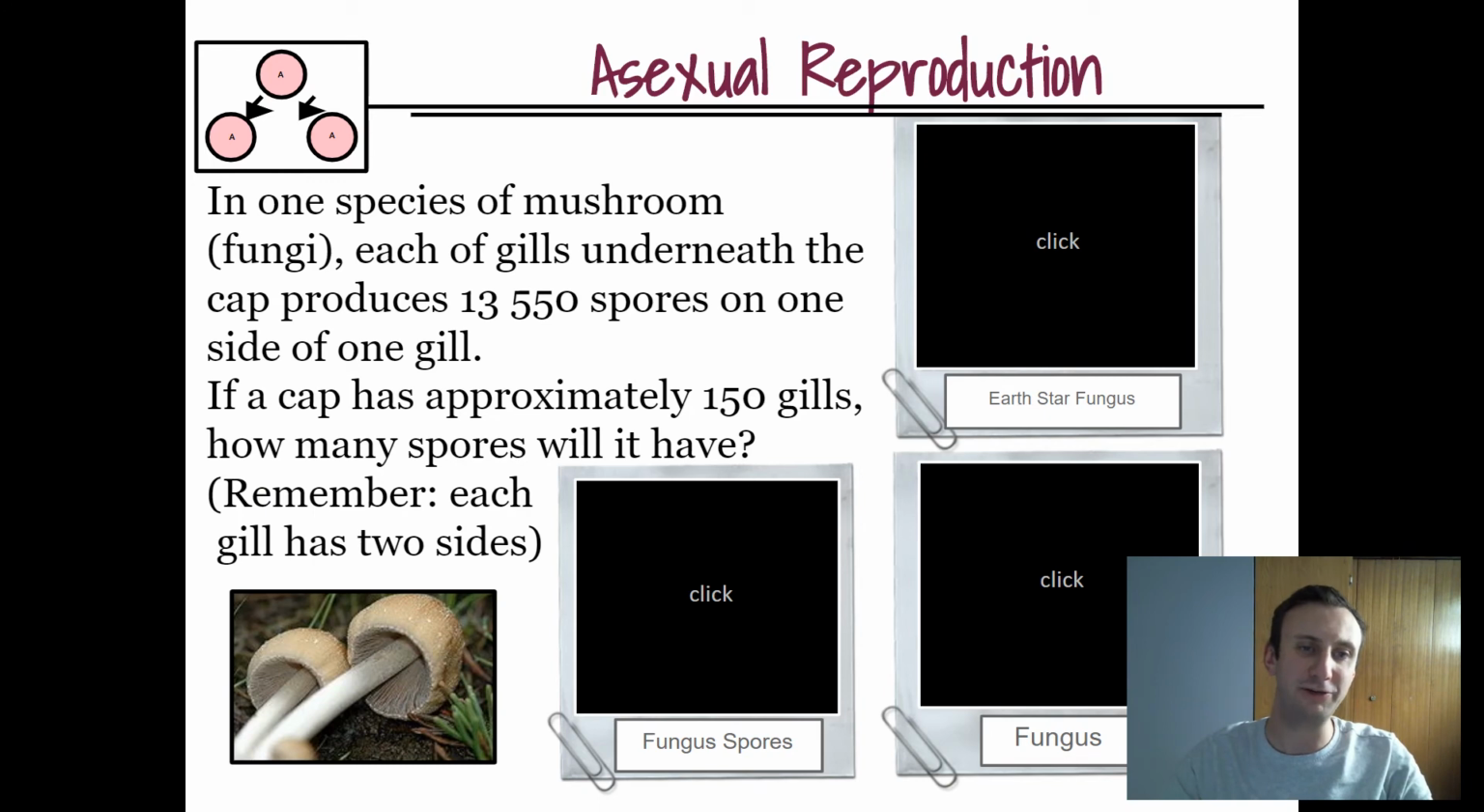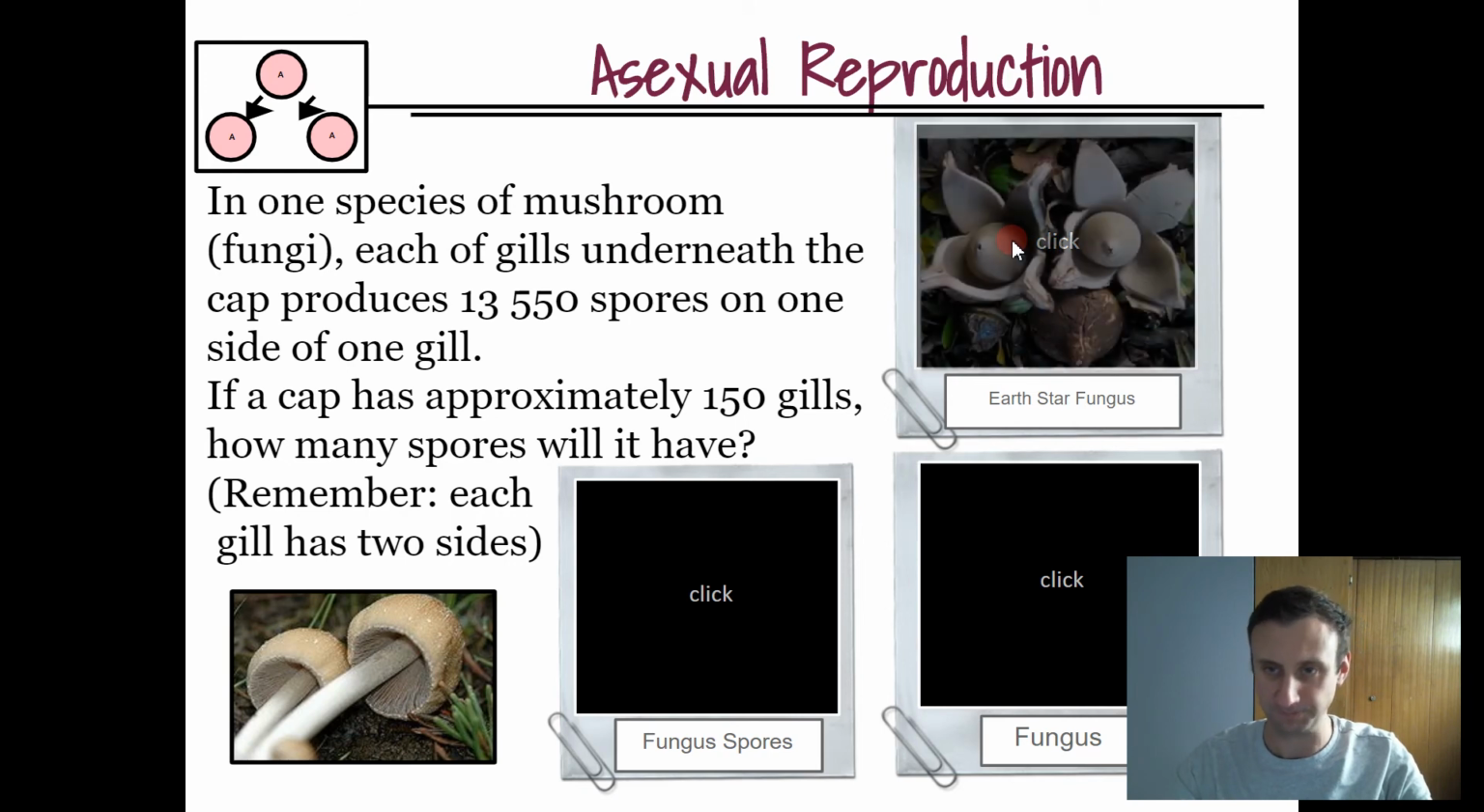In one species of mushroom fungi, each of the gills underneath the cap produces 13,550 spores on one side of one gill. If a cap has approximately 150 gills, how many spores will it have? And remember that each has two sides. Maybe try a little bit of math here. Try that out. See if you can find the right answer. Enter it as a big long number.